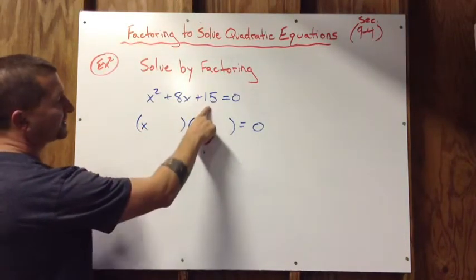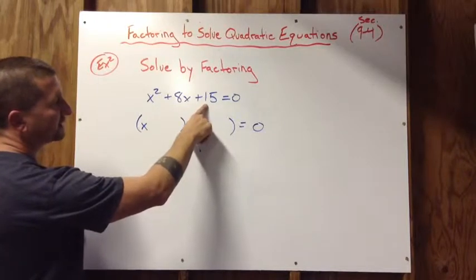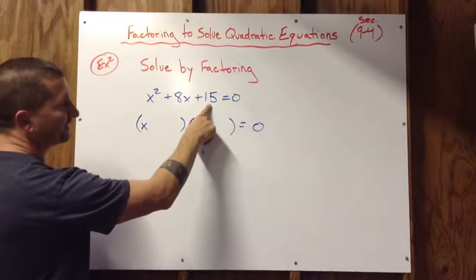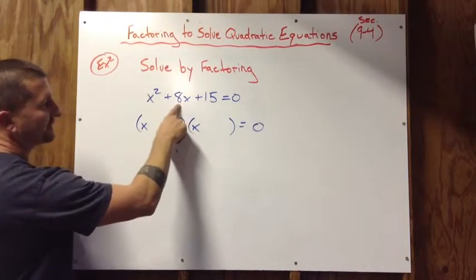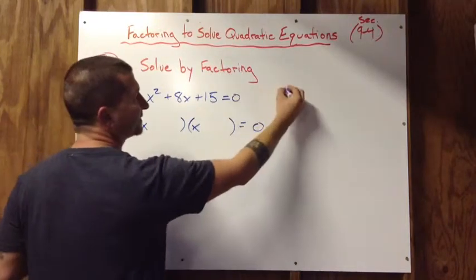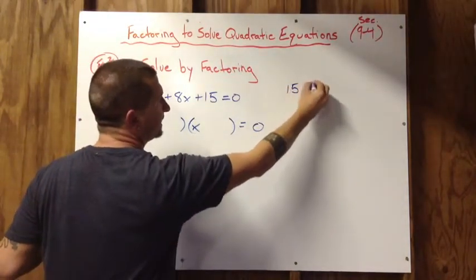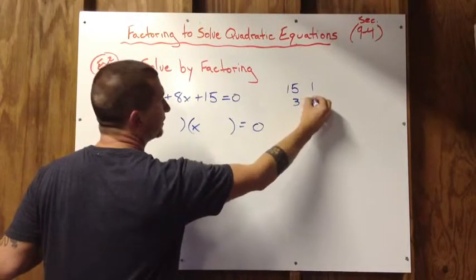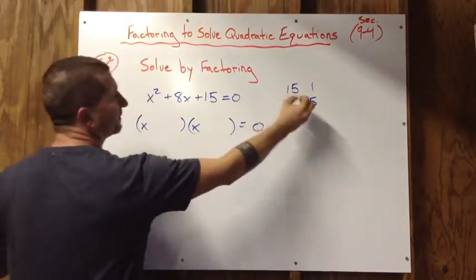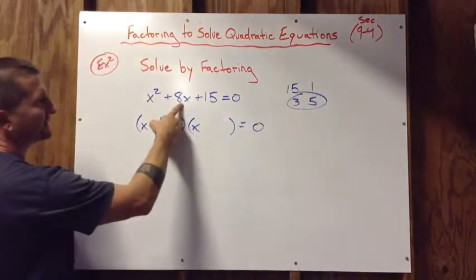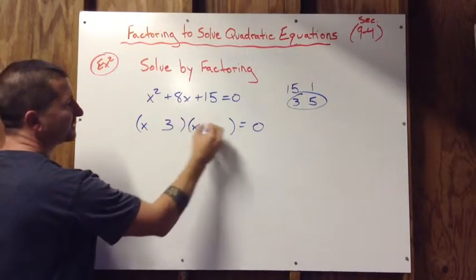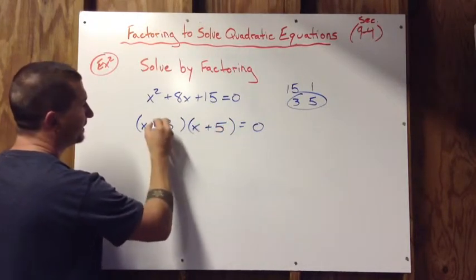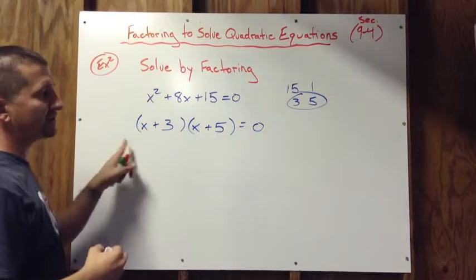And then for our last term, we need to look for factors that give us a product of 15 that have a sum of 8. So our factors of 15 are 15 and 1, and 3 and 5. Well, 3 and 5 give us a sum of 8. So these are the numbers we're going to use here. And so now this is factored.